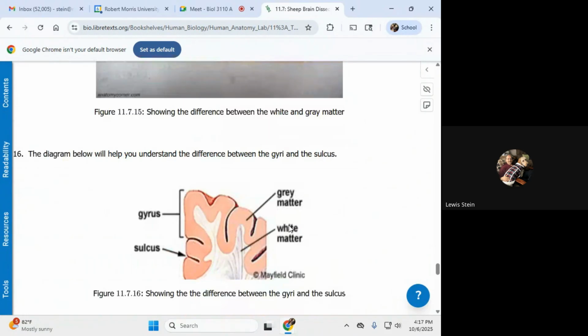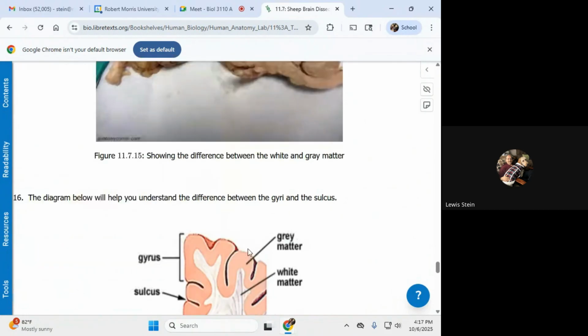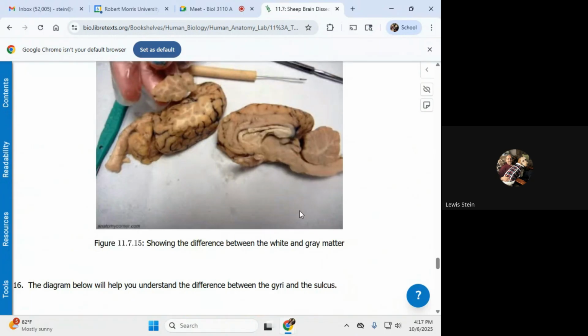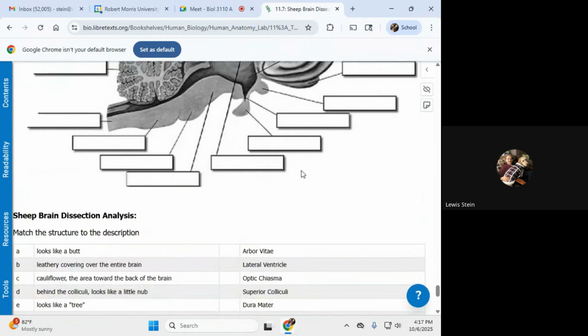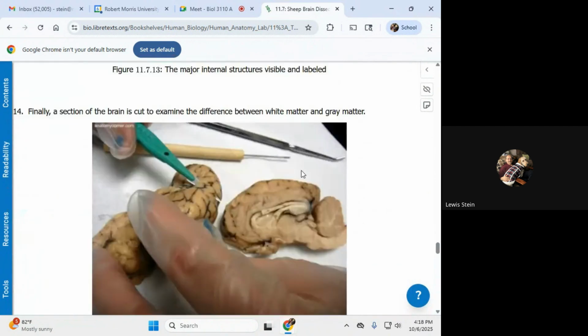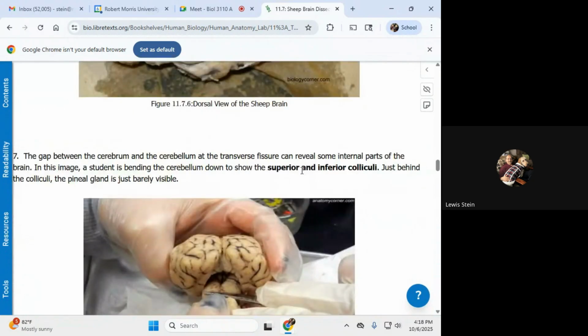It's actually pretty good at showing the gray and the white. And you'll be surprised when you open it up. At the end of the day, they do a little labeling thing. So I think it's a good little one, and you should refer to it. You can come up here and use the cursor if you want.